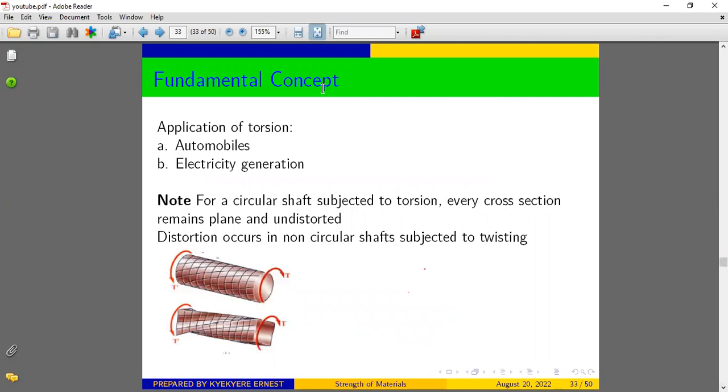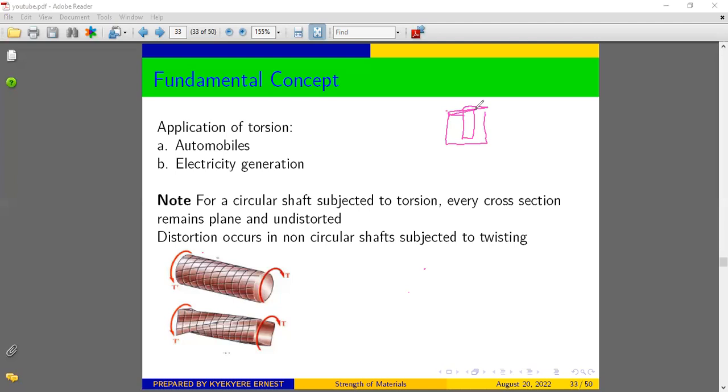So where can torsion be applied? The idea of torsion is applied in many engineering applications, and one of them is in transmission shafts. Number one is in automobiles. In these common cars or vehicles, which are used to transport us from one place to another, the powerhouse of the car is the engine. When you burn fuel in your engine, energy is released. And the energy causes the piston within the cylinder to move up and down.